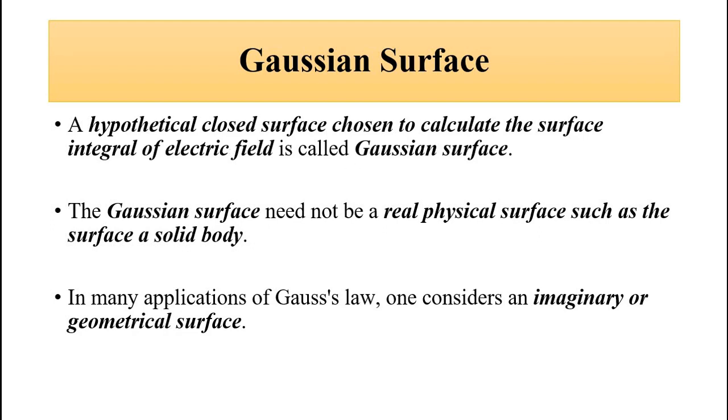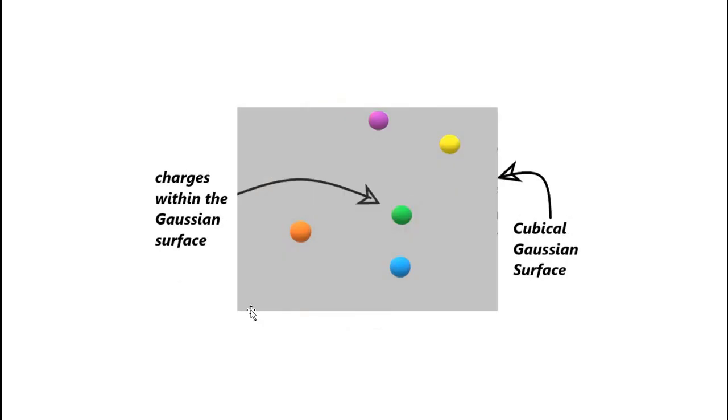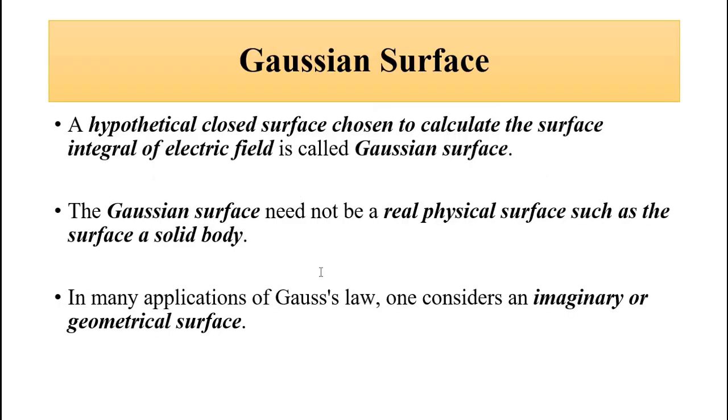Okay, so we can take any Gaussian surface. It can be a spherical one, it can be a cubical one, it can be a cylindrical one, any shape can be taken to determine the electric field or the surface integral of the electric field.